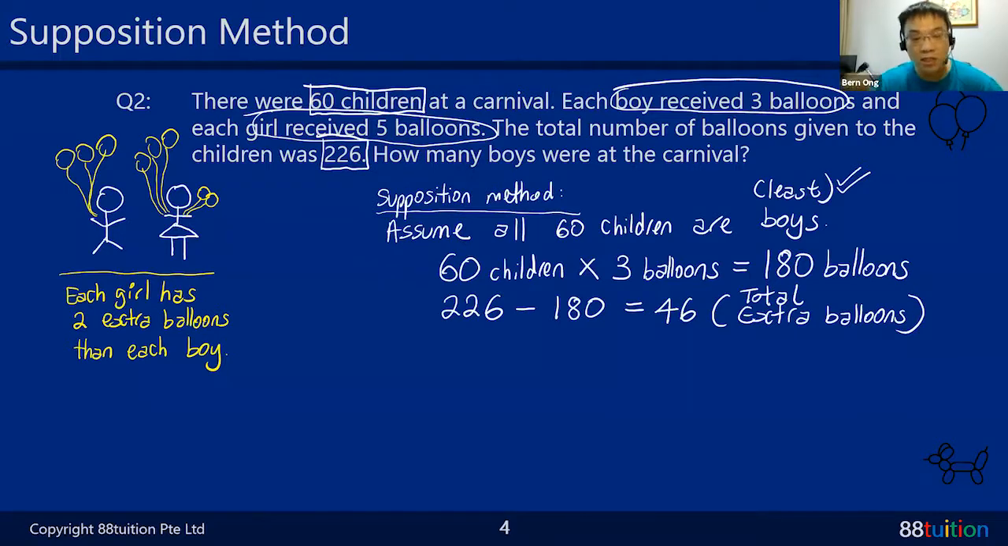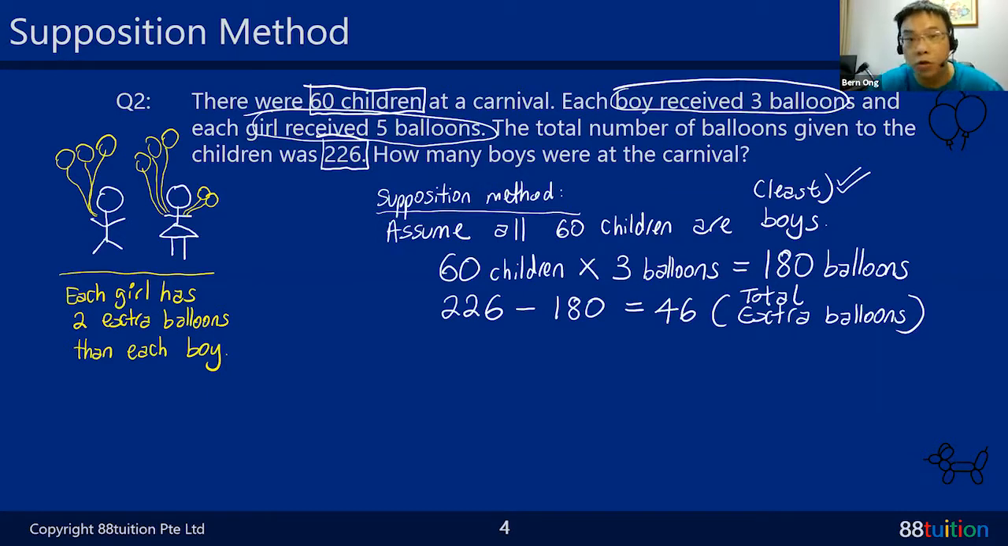The question says got 226 balloons, what? There are these differences. Some of you like to use the word differences. 226 minus 180 is 46. These differences come from where? Then you look at the diagram.